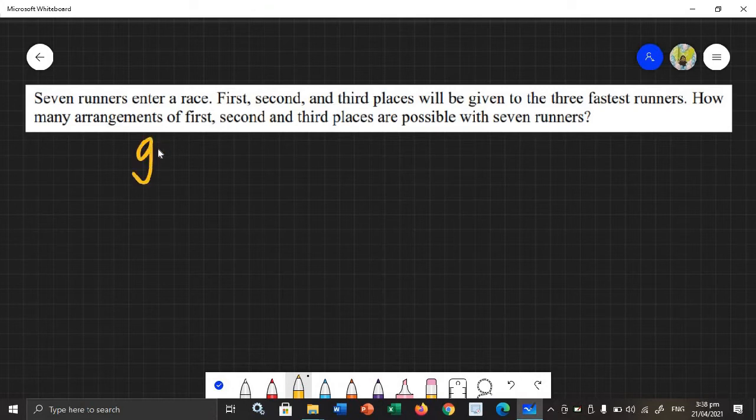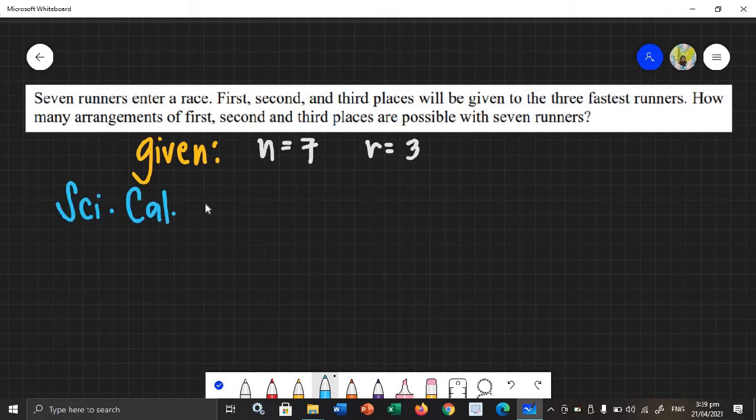So first, let's identify the given. Okay? So n is 7. Yun yung total number ng runners, 'di ba? 7. And then your r is the 3 fastest runners. So, okay? So among those 7 runners daw, 3 yung pipiliin na pinaka mabilis. Okay? So the value of n is 7, the value of r is 3. If you're going to use your calculator, you can just type in nPr. Okay? nPr, or your n is 7, P, and then r mo is 3, lalabas na yung answer.